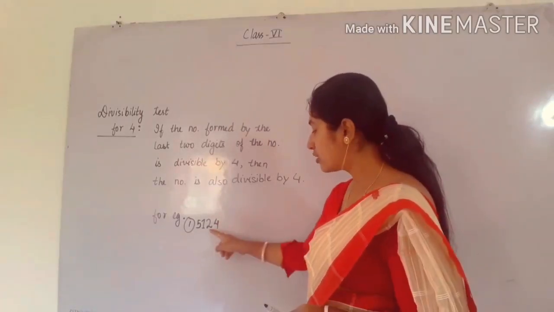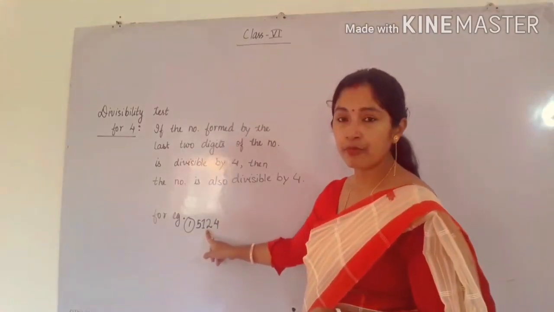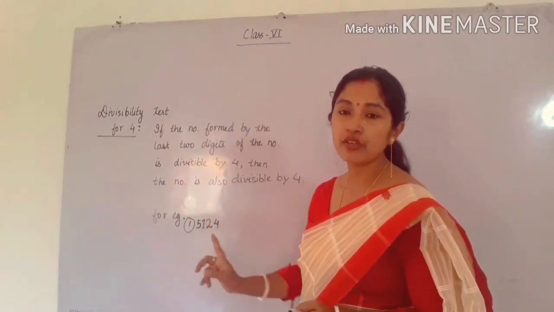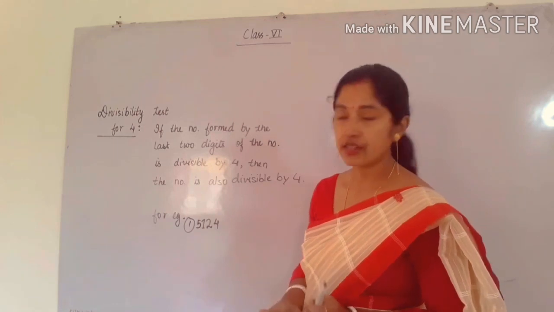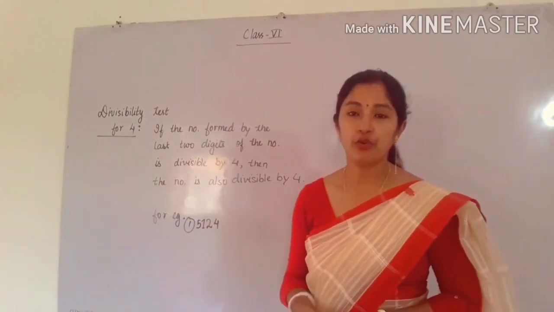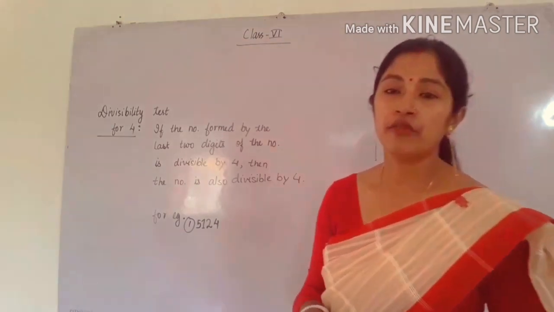So as we can see, the last two digits form the number 24, and 24 is divisible by 4. So we can say that 5124 is also divisible by 4. Okay, so this is divisible by 4.